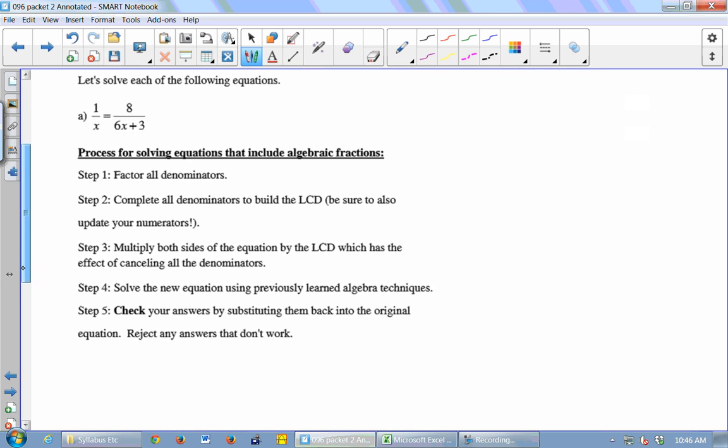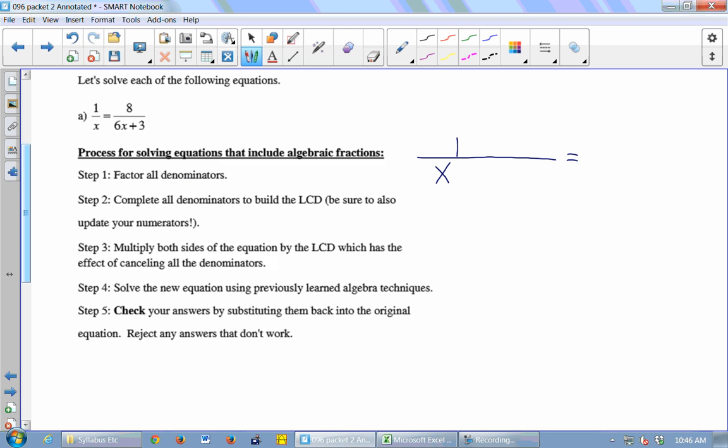So 1 over x equals 8 over 6x plus 3. My first step is to factor all the denominators. I want to get a common denominator for those two fractions. So 1 over x can't be factored any further, so I'm just going to write it like that.